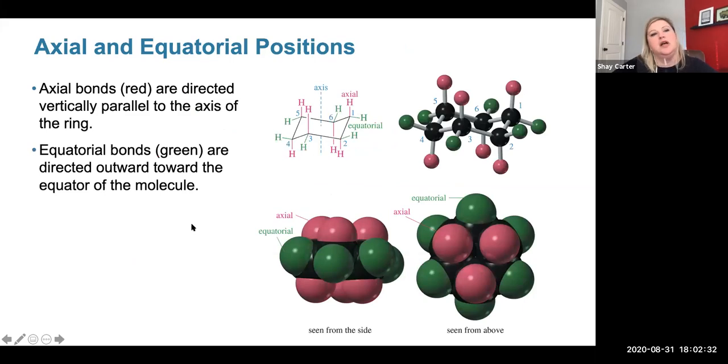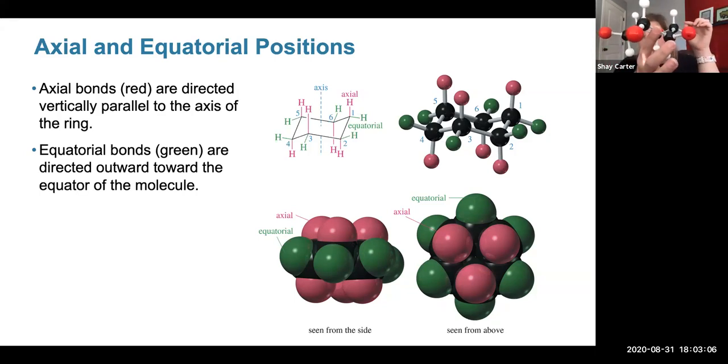So now we need to talk about axial and equatorial hydrogens, or substituents. Axial bonds are when we're in our chair conformation. I want you to be able to see this really well. When we're in our chair conformation, okay, here we go.